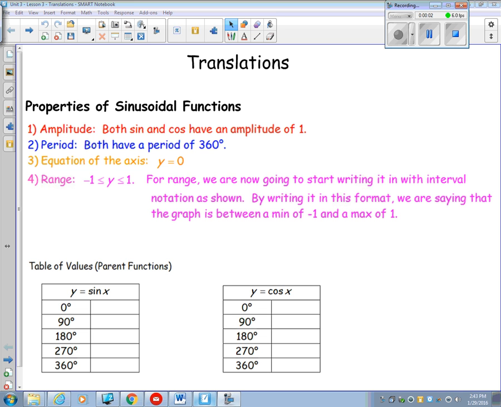So lesson 3 here, we're going to look at translations of sinusoidal functions today. Translations is sort of a fancy way of saying we're going to start moving things around. So just some quick reminders. Properties: amplitude for sine and cosine is 1, period is 360. Our normal axis is y equals 0, and our range is -1 to +1, right? Remember, we're starting to write this as interval notation.